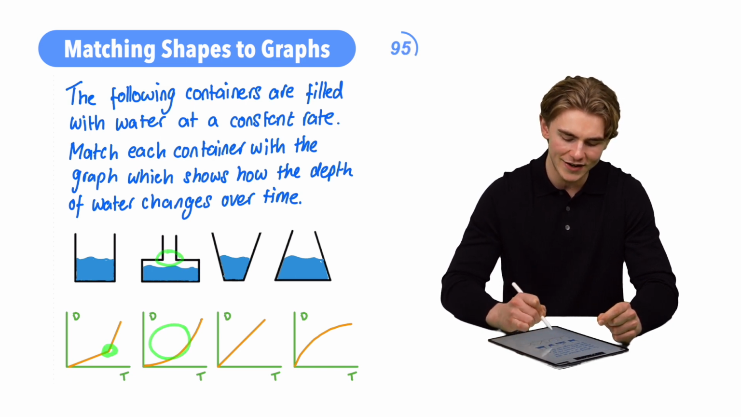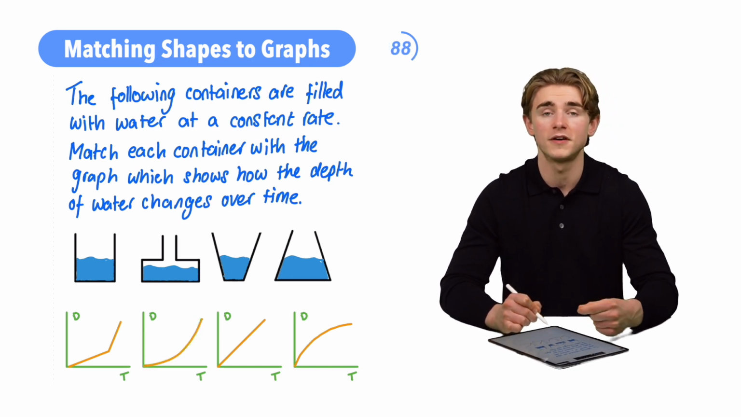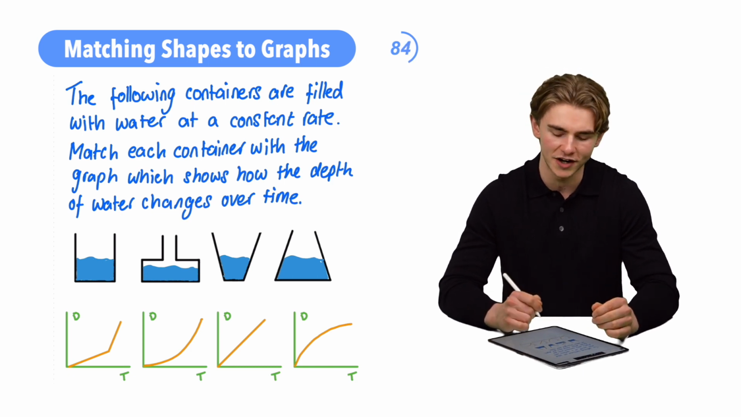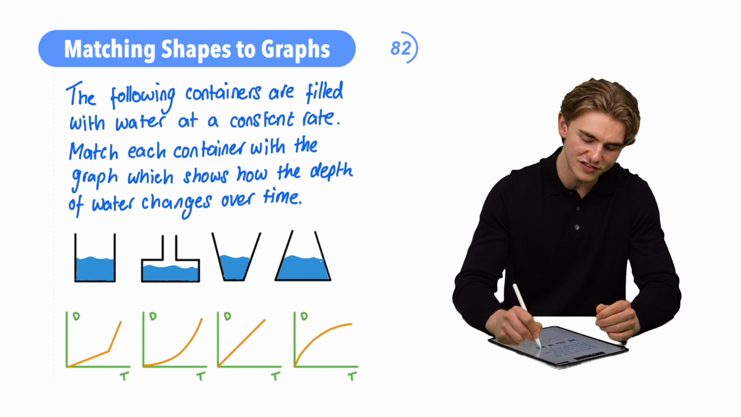Now, what about this graph here? We can see again initially that we're increasing in depth slowly, and this increases gradually over time, so that the depth of water is increasing at a faster rate over time in a smooth way. Which one is it going to go with, guys? It's going to go with this graph over here.